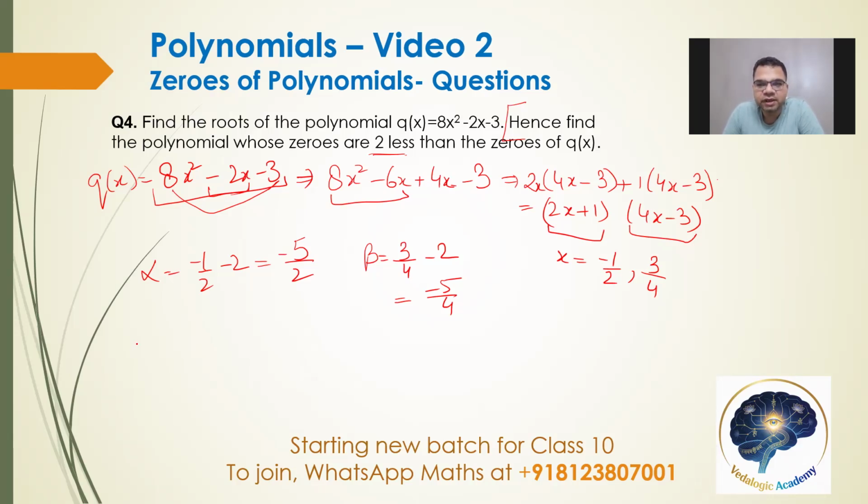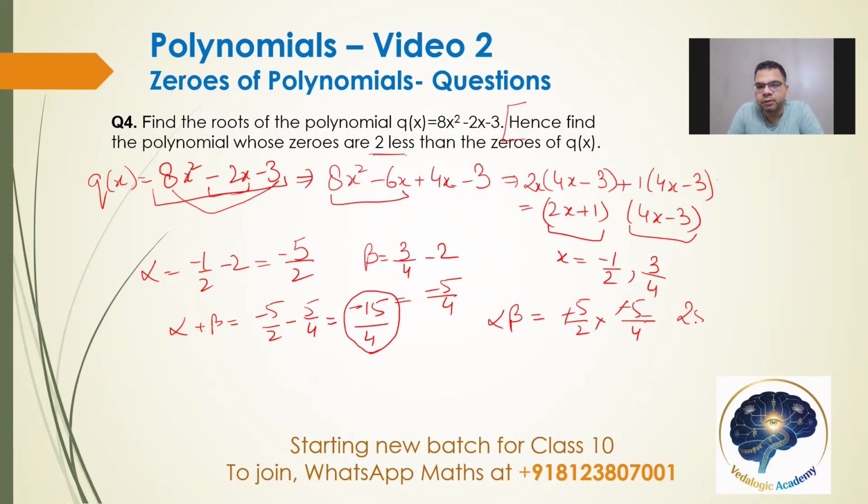Now, based upon these two things, we have to find out the next polynomial. So what is alpha plus beta? Let's try to find out that first, because that's easier for us, right? So it becomes minus 5 by 2 plus minus 5 by 4. If I take 4 as the denominator, it becomes minus 10 minus 5, that is minus 15 by 4. So this is the sum. What is the product? Minus 5 by 2 into minus 5 by 4. So minus minus gets cancelled. It becomes 25 by 8.